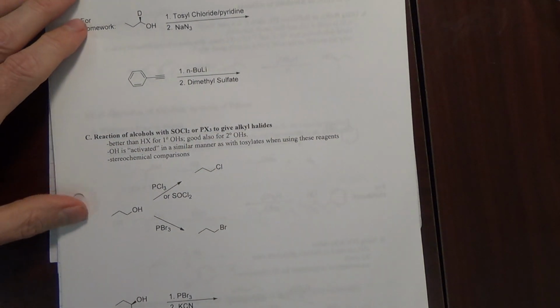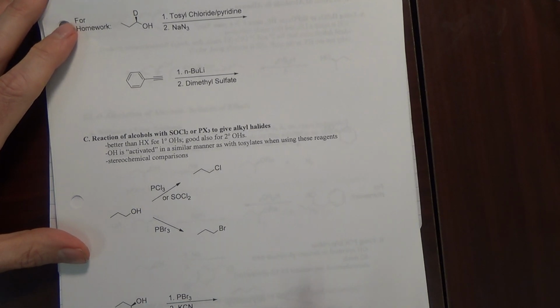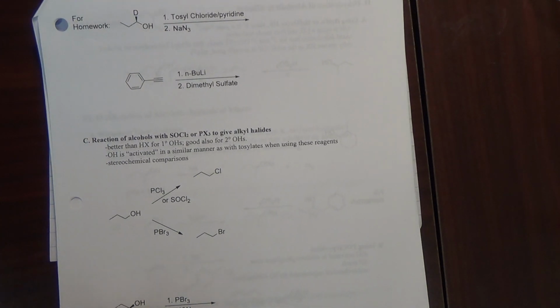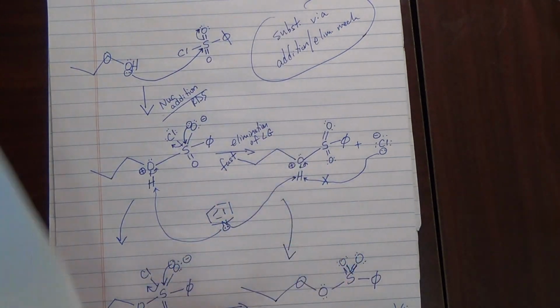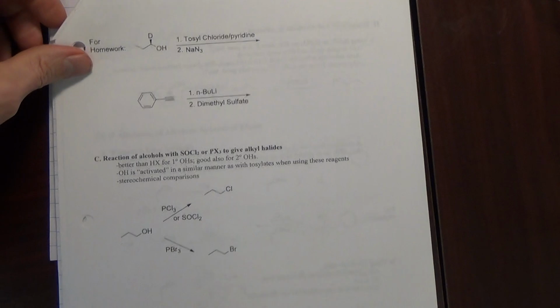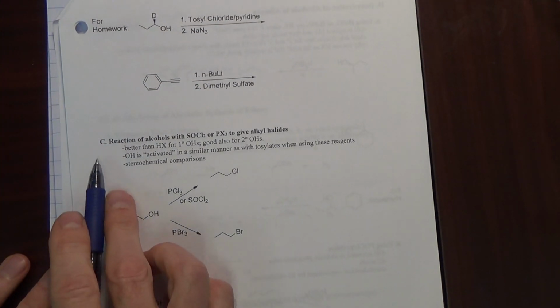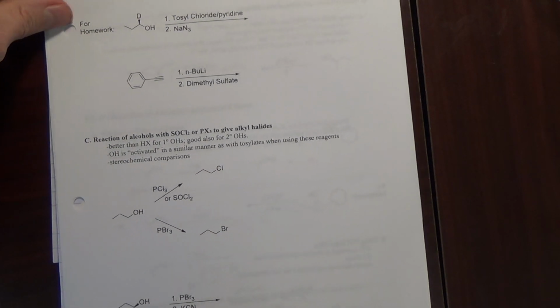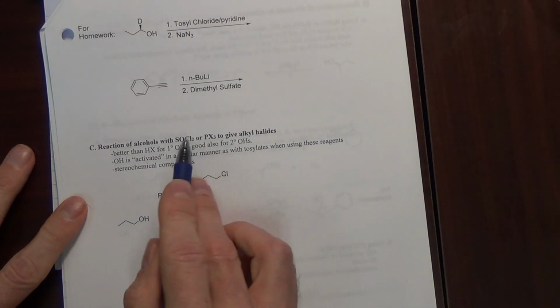Two for you to think about there. All right, I think I'll end this first video here. Some good stuff here in our mechanism. Got some homework there to work on. We'll pick up in the next video with C, actually still under substitution. It's another way to make alkyl halides other than using strong acid and halide. Some new reagents.